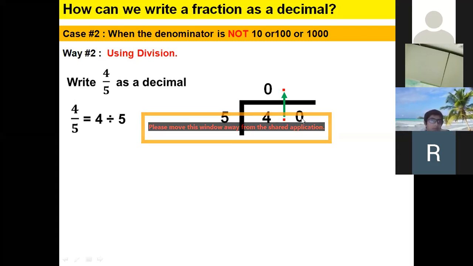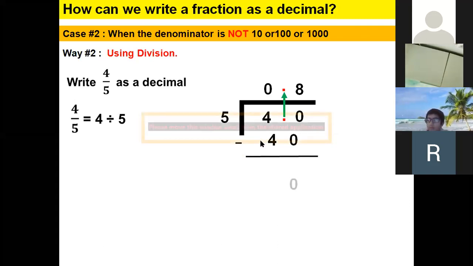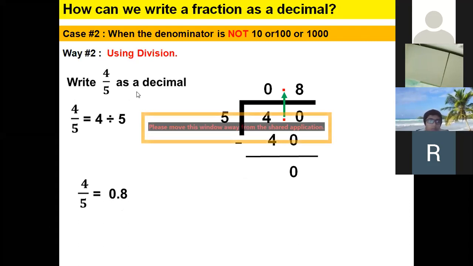So we have 40 now. What's 40 divided by 5? It's 8. And 8 times 5, 40. Subtract them, we get 0. So this is the answer, 0.8. But anyway, if you can write your fraction with a denominator of powers of 10, like 10, 100, 1,000, it's way easier than doing the division.